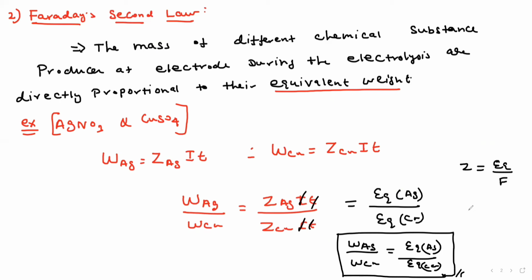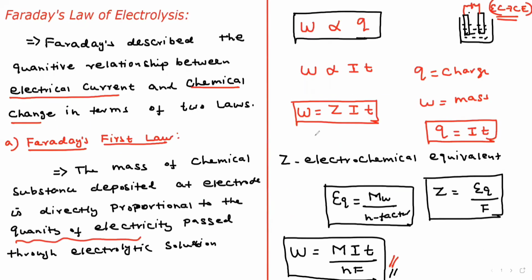Understand? Very simple, right? What is Faraday's first law? The amount of substance deposited at the electrode is directly proportional to what? I into T, right? What is I? Current. T is time. Listen, maximum the question W will be asked.